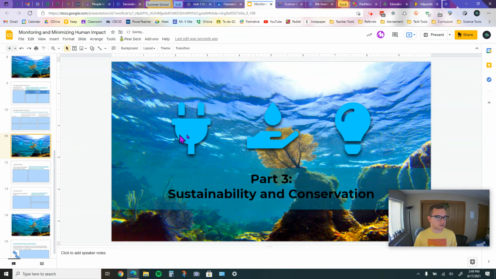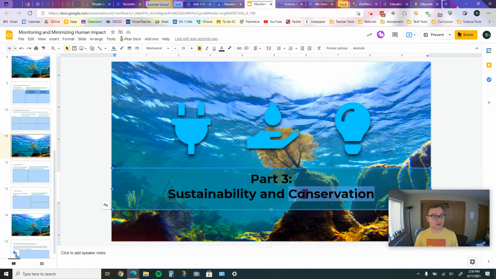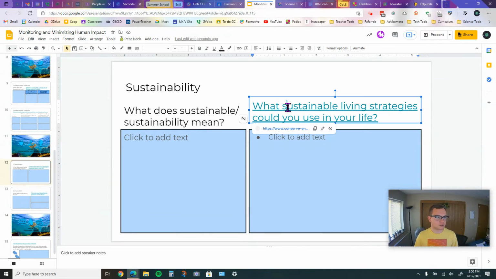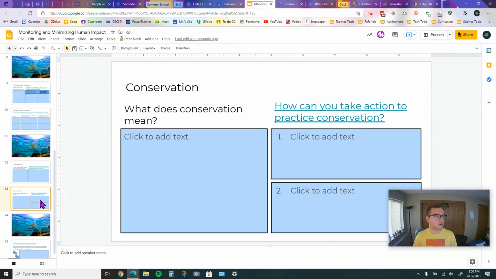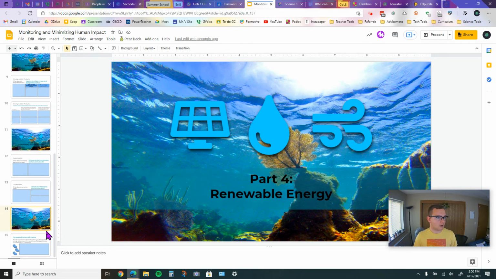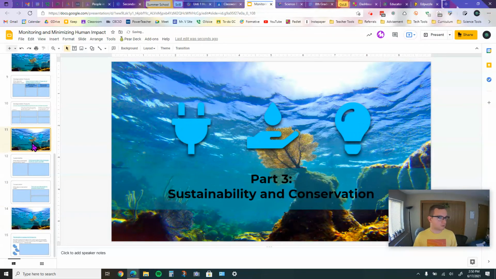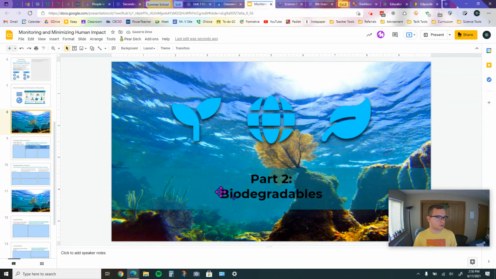The second part is looking at sustainability and conservation. So it has more to do with how you treat the environment. I always think of natural parks when I think of conservation. Again, you're using this resource, in this case a website, talking about what sustainability means, and then what are some strategies you could use in your life, and then we're doing a similar thing with conservation. And then the last part, part 4. That was part 3, biodegradable was part 2. I think I skipped that slide, but that was the part.